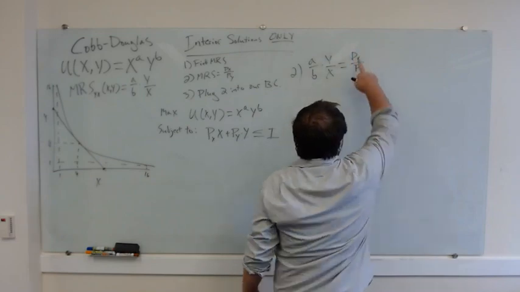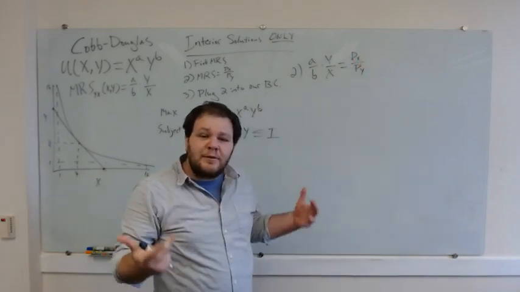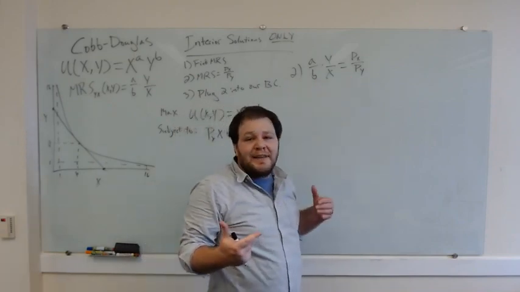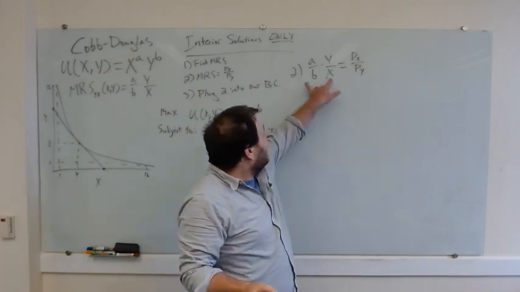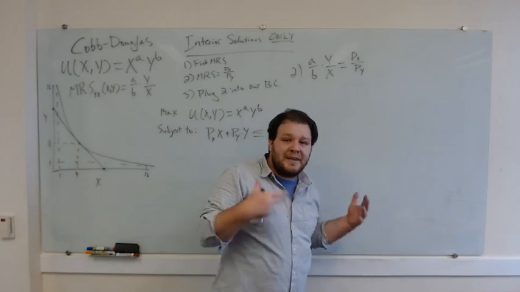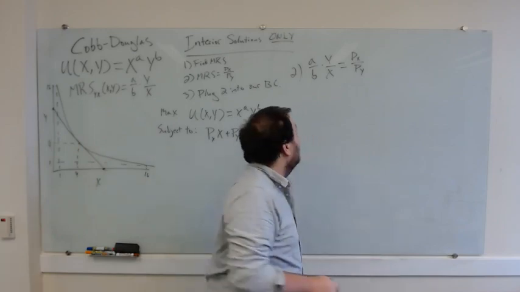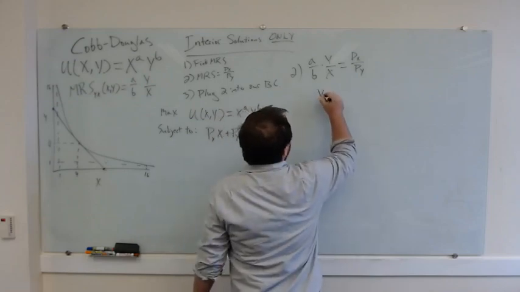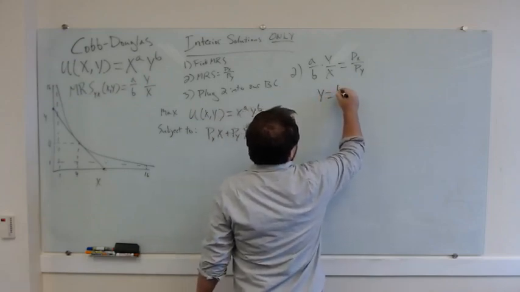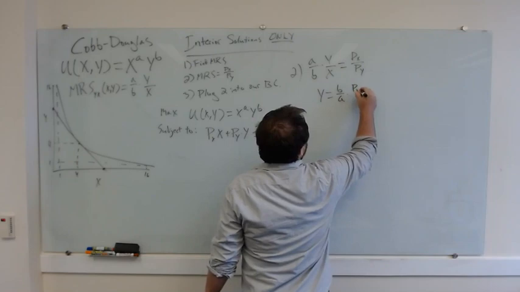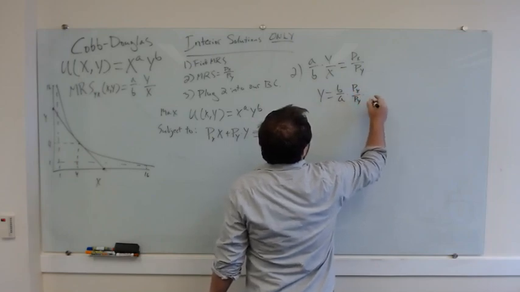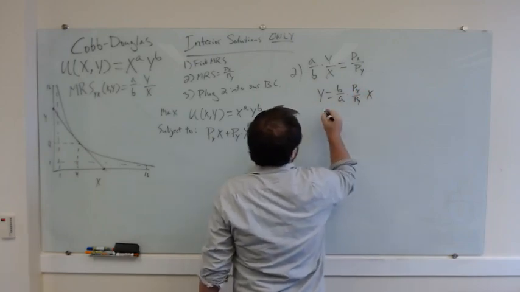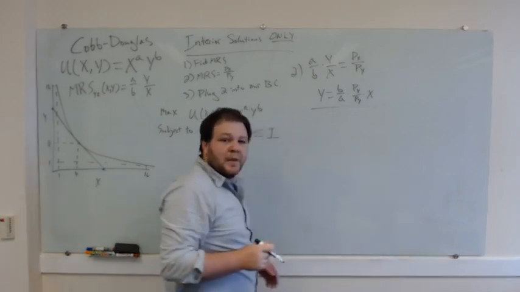Just to remind ourselves why this is, right? Px over Py is the amount of Y I have to give up to get another unit of X. My MRS is the amount of Y that I'm willing to give up to get another unit of X. Cool. Okay, so we can solve for one variable in terms of the other. I'll solve for Y. So I'll say Y equals B over A times Px over Py times X. Awesome. Good. Now what do?